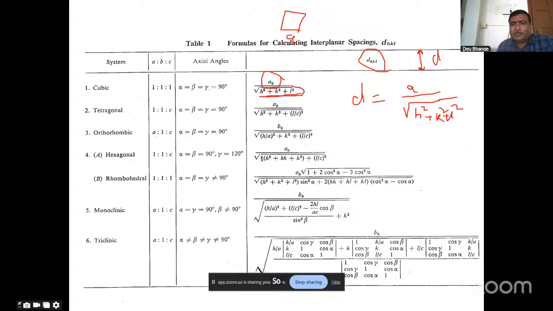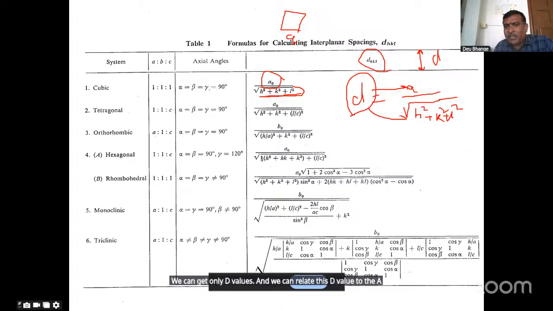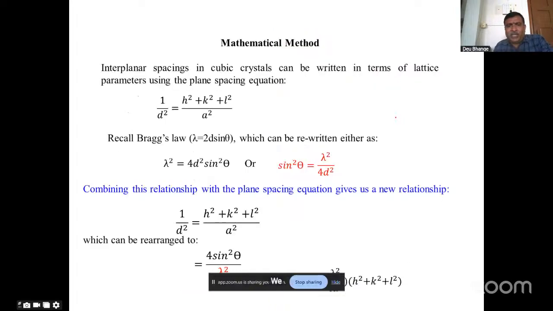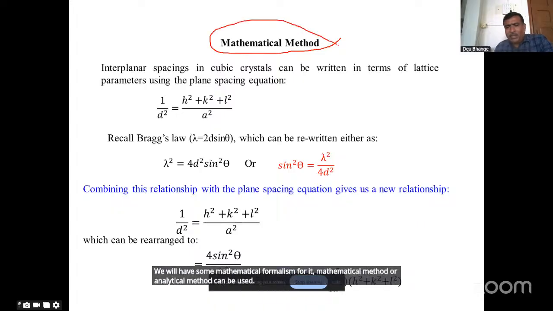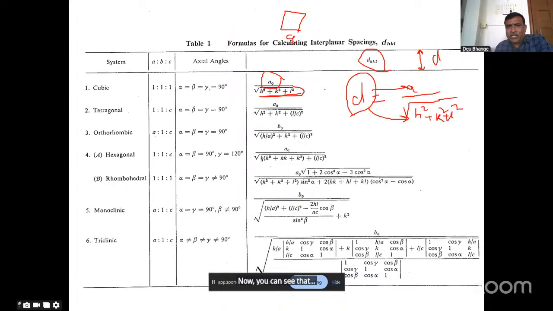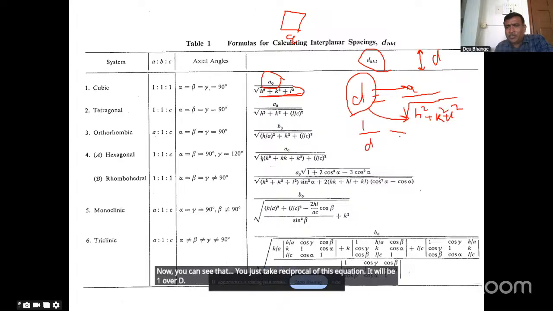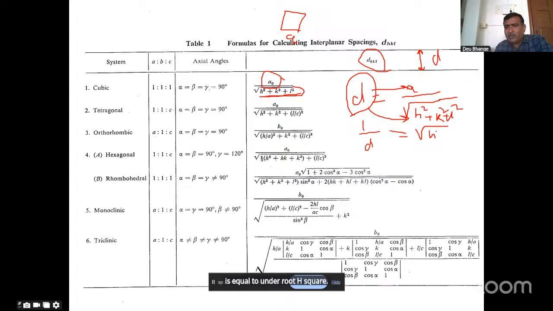From XRD we can only get d values, and we can relate this d value to a and hkl. Now we will have some mathematical formalism for it, a mathematical or analytical method. You just take the reciprocal of this equation. It will be 1 over d is equal to under root h square plus k square plus l square, over a. This is the reciprocal of the above equation only.